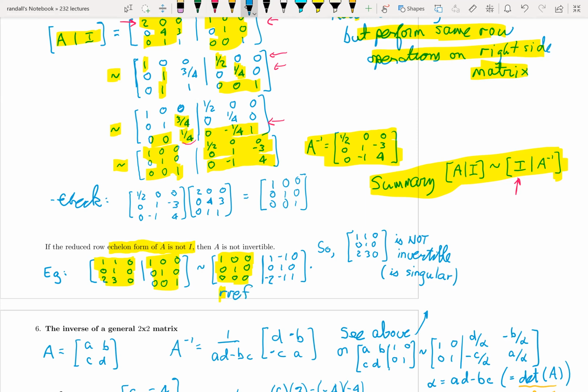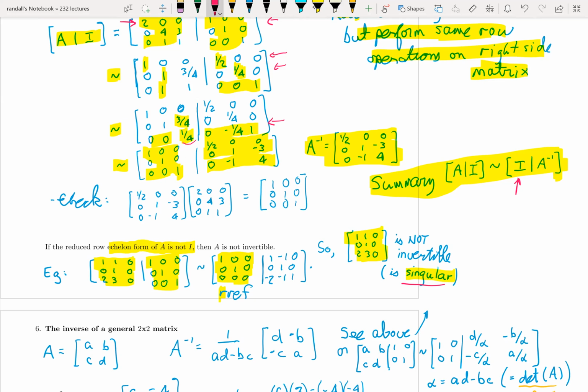Okay, so it's not the identity, and therefore this matrix is not invertible. And if it's not invertible, we call it singular. Okay, so that's some terminology for you. Singular means not invertible. So this algorithm will do two things. It will tell you whether or not a matrix has an inverse, and it will also give you the inverse if, in fact, it does have an inverse.